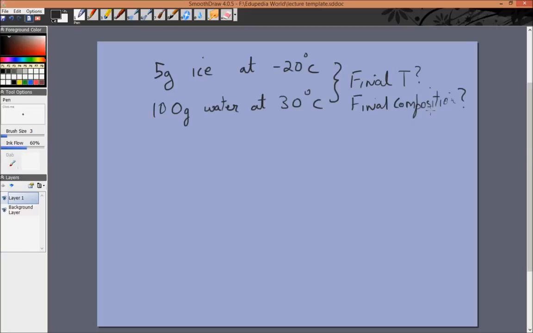Now, if the final temperature is greater than 0 degrees centigrade, if it's 2 degrees centigrade or 4 degrees centigrade, then obviously it would be all water finally. And if the final temperature is minus 1 degree centigrade, then it would have to be all ice. But if the final temperature is 0 degrees centigrade, then it could be a combination of ice and water. It could be, maybe we have 25 grams of ice and 80 grams of water.